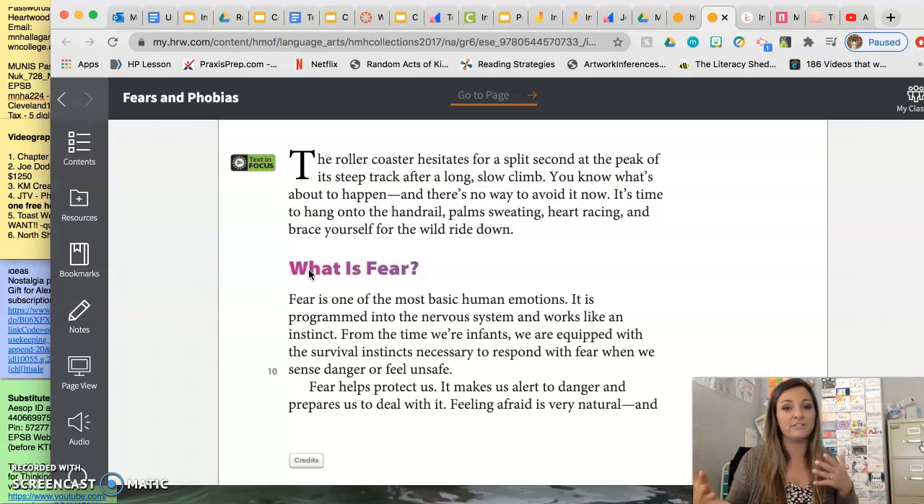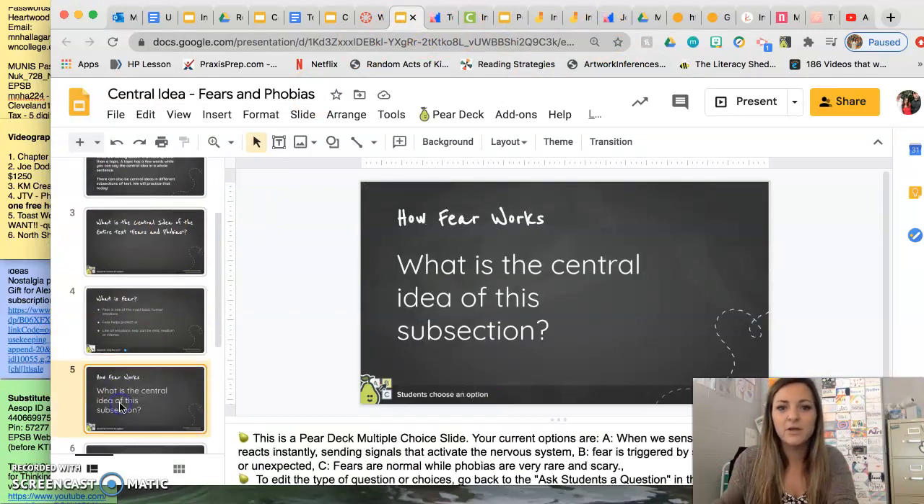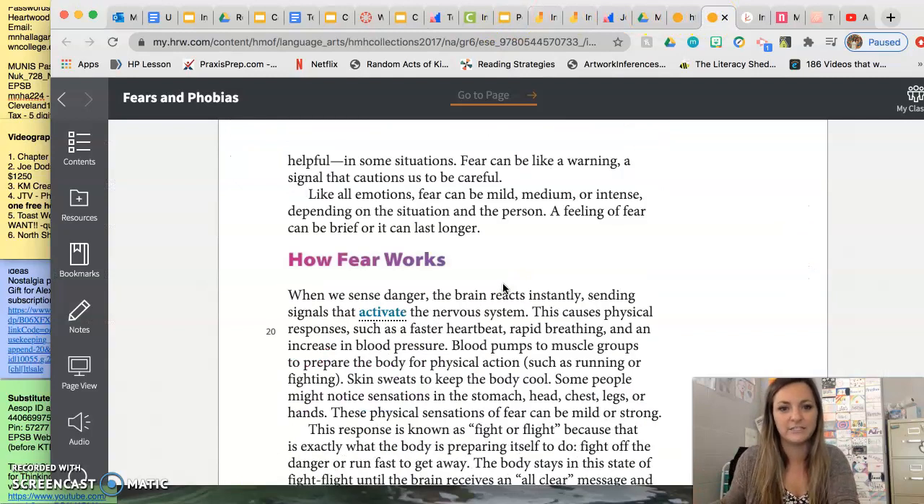It is programmed in the nervous system, so we know that fear is a basic human emotion that helps us when we sense danger or feel unsafe. Okay, so that would be the central idea of that subsection. So what is the central idea of how fear works? Well, we have to look at the subtext to find out.